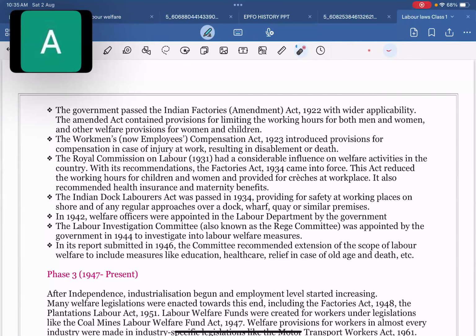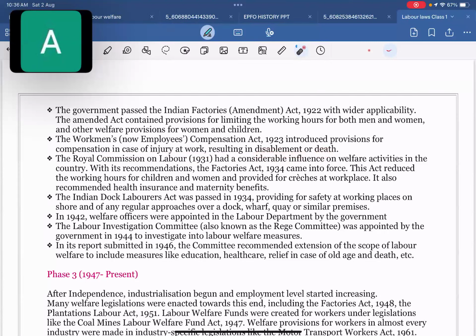Okay. So the Workmen's Employees Compensation Act 1923 introduced provision for compensation in case of injury at work resulting in disablement or death. So these things are also very important. Sometimes you will get questions in the PYQs. When you see the PYQs, you will find that this was asked as a question, and it is mentioned in the options.